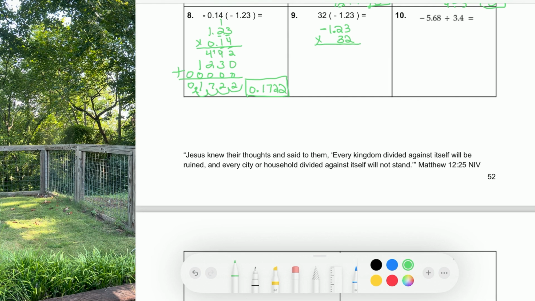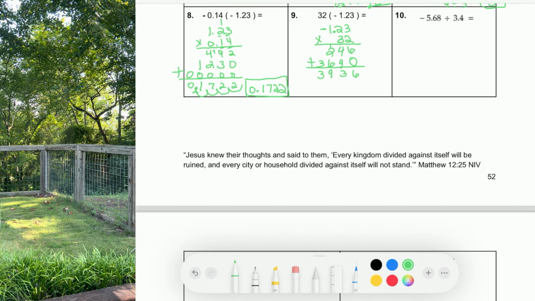2 times 3 is 6. 2 times 2 is 4. 2 times 1 is 2. Put my placeholder. 3 times 3 is 9. 3 times 2 is 6. And 3 times 1 is 3. Add my 2 columns. I get 6. 4 plus 9 is 13. Carry the 1. 1 plus 2 is 3. Plus 6 is 9. Bring down that 3.